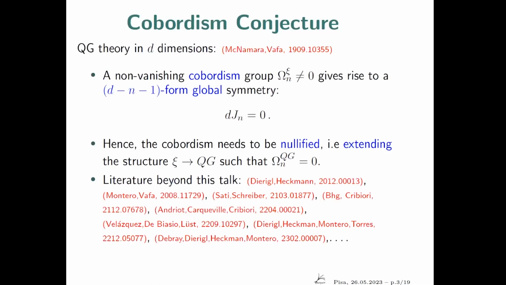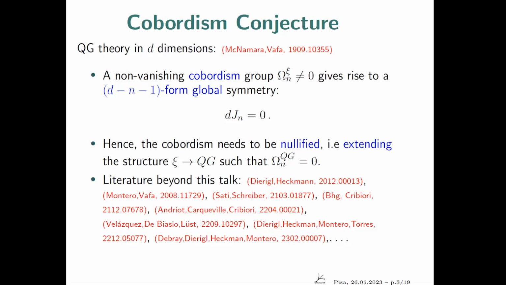Okay, so this conjecture, so to say, gave rise to an interesting observation by McNamara and Vafa. They pointed out that if you have, so to say, a new object, a non-vanishing cobordism group with respect to some structure psi shown here, this will give rise to such a global symmetry. More concretely, if you have a cobordism group level n, omega n, it will give rise to a d minus n minus 1 form global symmetry. So this should be preserved. But this we don't want to have, as we said, so we should actually nullify it.